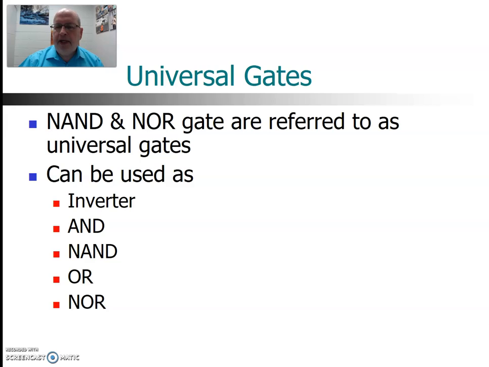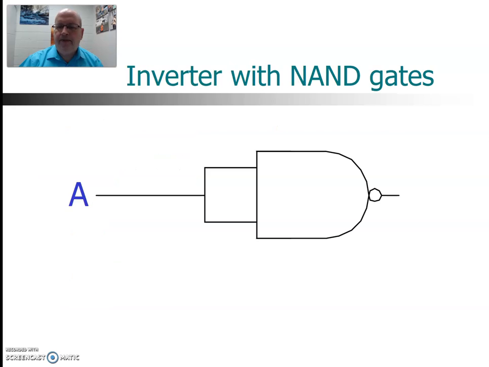A related topic is the topic of universal gates. What universal gates means is that we can use either a NAND or a NOR gate, or actually combinations of several of those, in order to create an inverter, an AND gate, a NAND gate, OR gate, or NOR gate. So by putting together a couple of NAND gates, we can create an inverter or any of the other gates there. So let's see how that works.